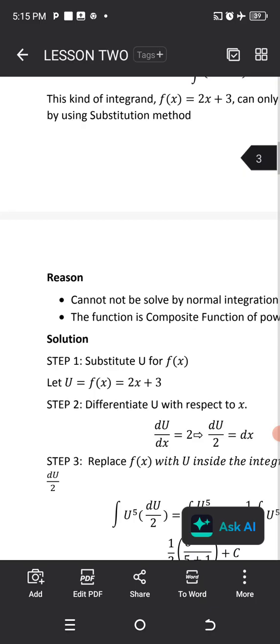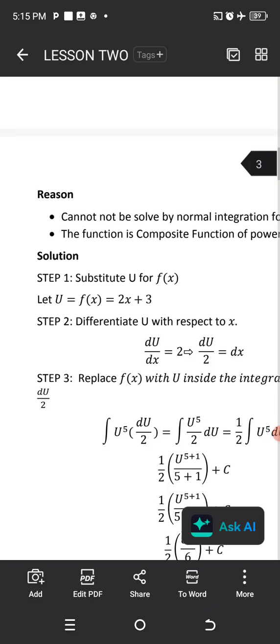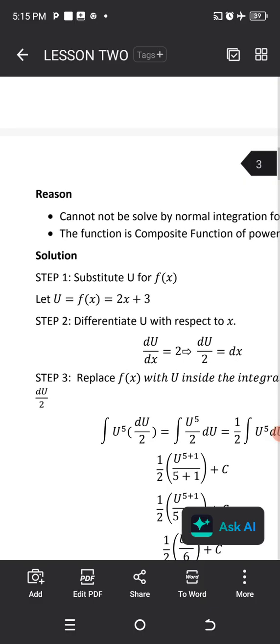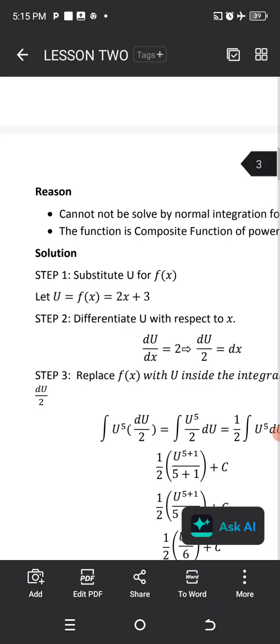The first step is that after you've discovered that it's a composite function, you substitute that integral with a letter. So step 1 says substitute u for f(x). Let u equal f(x), and f(x) is 2x + 3. The second step is to differentiate u with respect to x. We have du/dx equals 2.